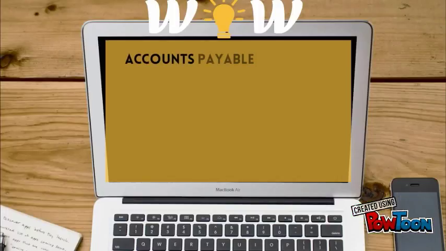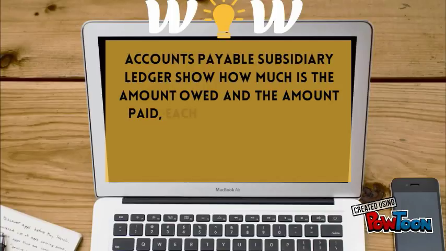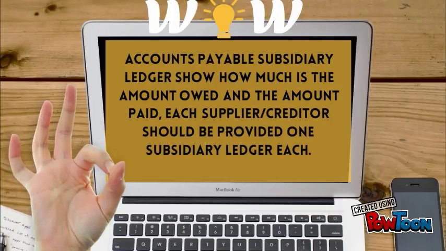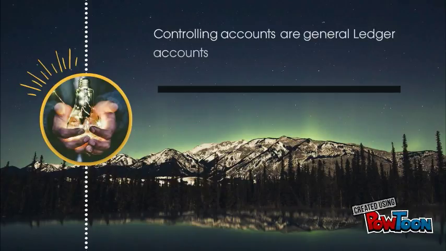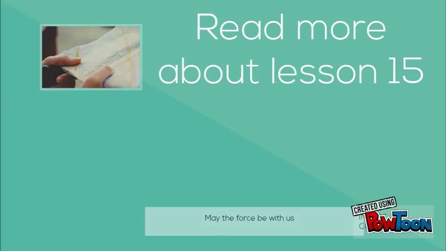Accounts payable subsidiary ledger shows the amount owed and the amount paid. Each supplier or creditor should be provided one subsidiary ledger each. Controlling accounts are general ledger accounts which show the summary of the information found in the subsidiary ledger. Read more about Lesson 15.